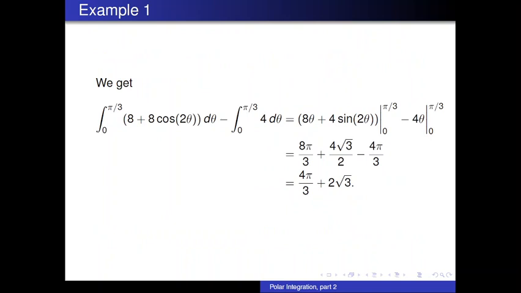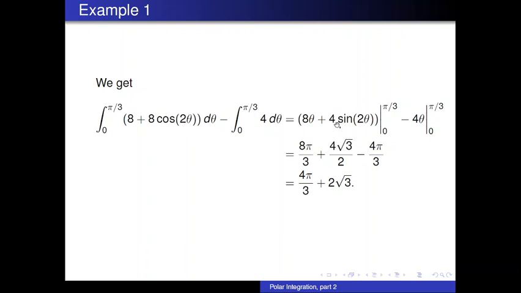So let's see. Right? Yep. So we'll have the integral from 0 to pi over 3 of 8 plus 8 cosine of 2 theta minus still this integral from 0 to pi over 3 of just the constant value 4. So let's see what we get. We get 8 theta plus, we have 8 times sine of 2 theta, but then we divide by 2, right, by the sort of backwards chain rule.